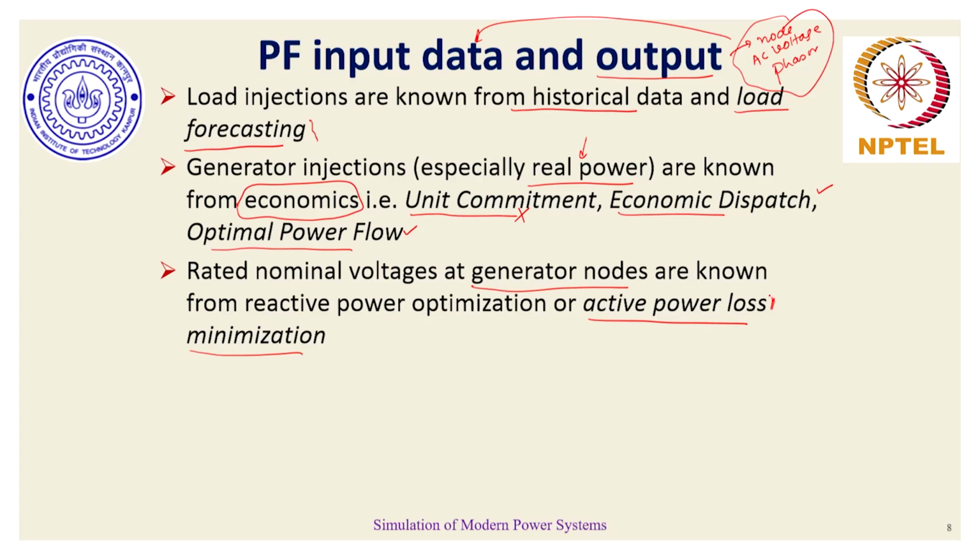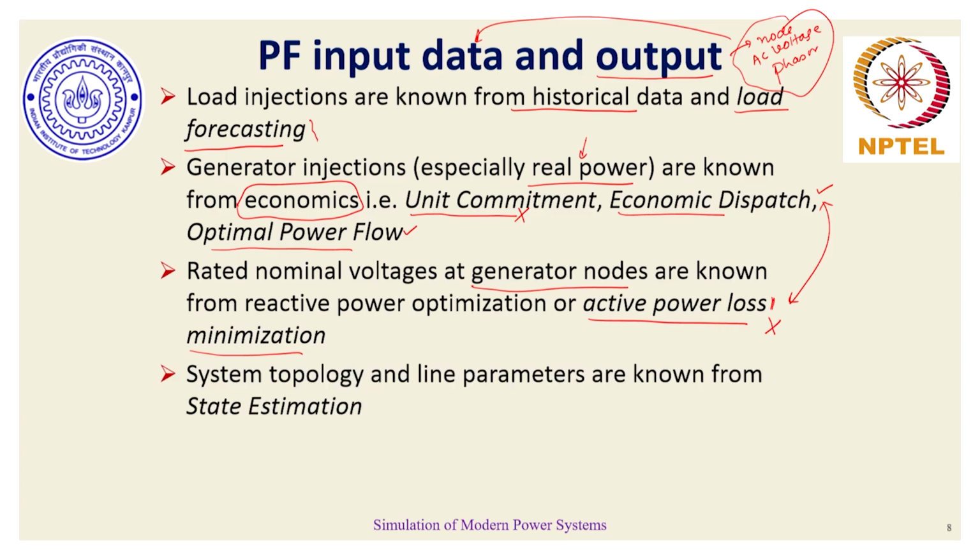The related optimization which goes behind getting those voltage ratings specifically at buses where voltage can be controlled, we call them PV buses or voltage controlled buses. That exercise is known as active power loss minimization. Both these economics based optimization and loss minimization based optimization have a similar common mathematical background. And again, unfortunately, I will not be able to discuss much about active power loss minimization in this particular course.